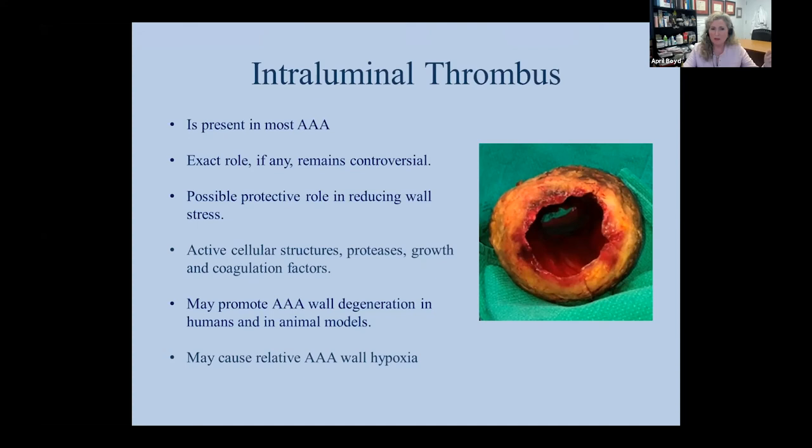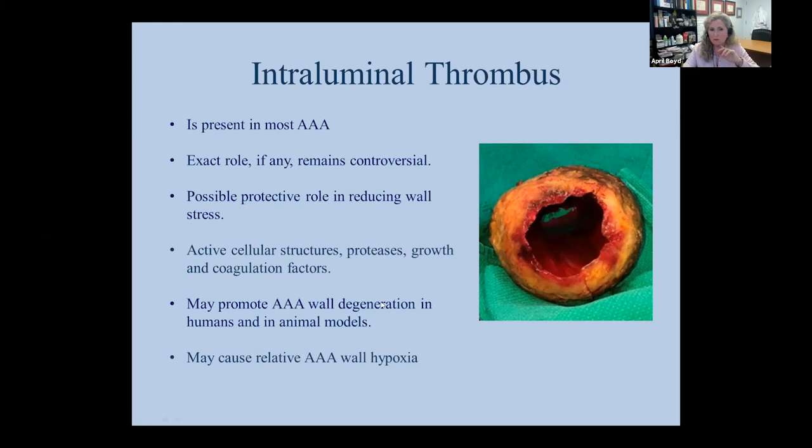Intraluminal thrombus has active cellular structures and proteases. It has active cells in it. They don't show any signs of apoptosis. There are active macrophage populations living within thicker layers of intraluminal thrombus. It varies based on the region, with very active cells in the more blood-like layer, more neutrophils, et cetera, and less cellular content as you move outward in the thrombus.